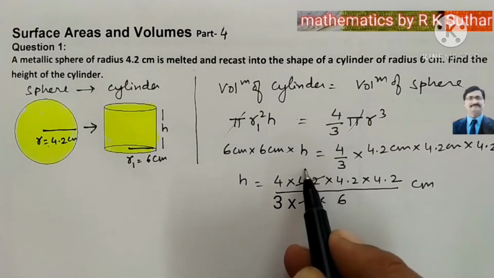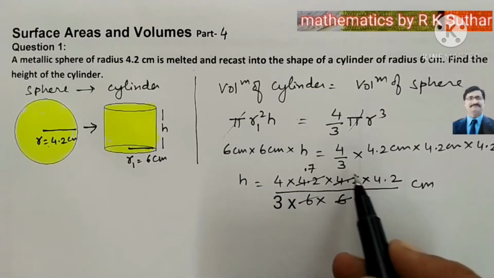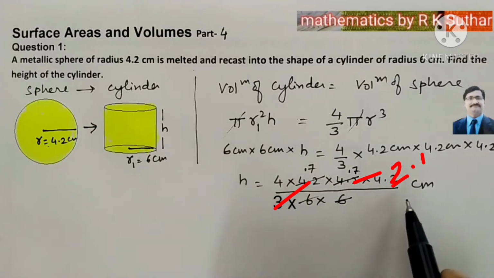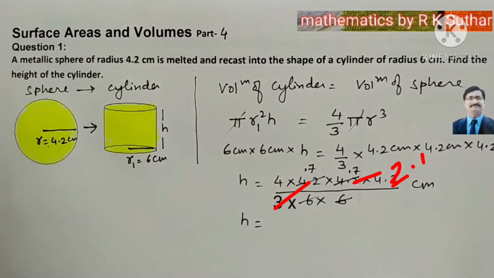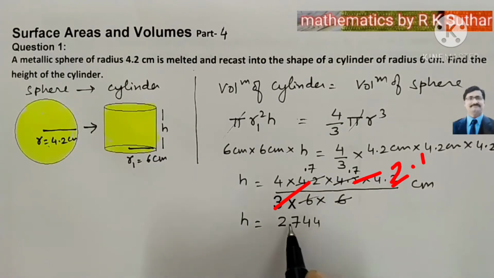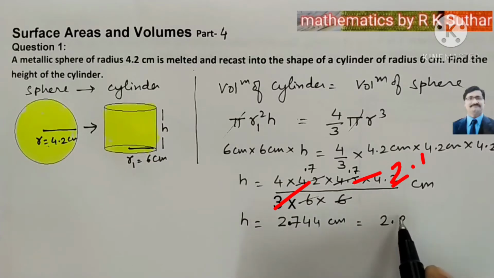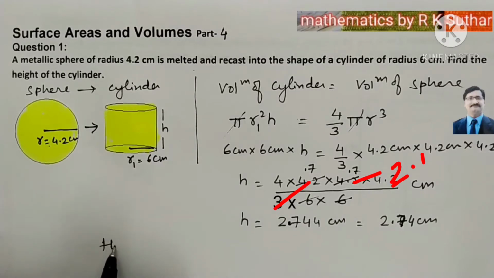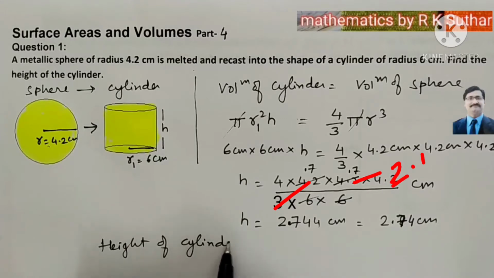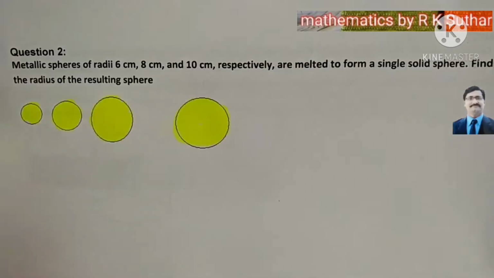6 7 ja 42, 7 we get. We multiply these and we will get h, which is 2744 with 3 decimals, and this is in centimeter, so we can write approximately 2.74 centimeter. Do you all understand? This is the height of the cylinder, so we can write that the height of the cylinder equals 2.74 centimeter. Do you all understand this?